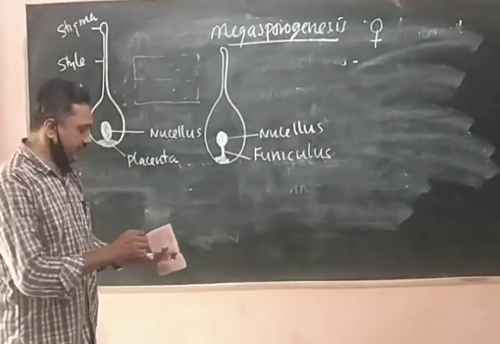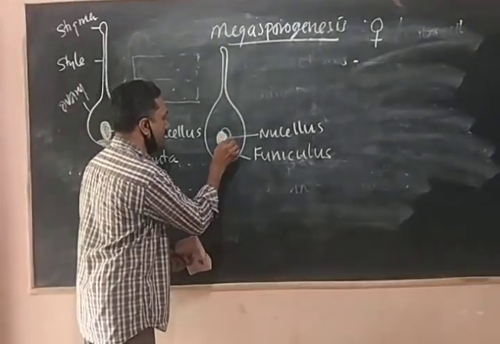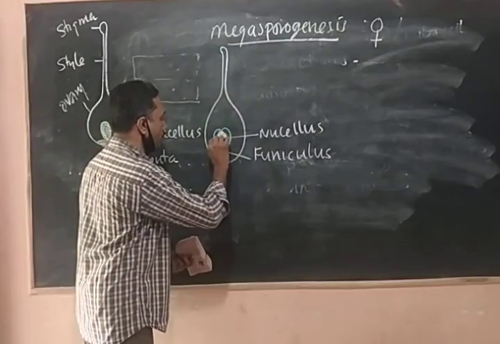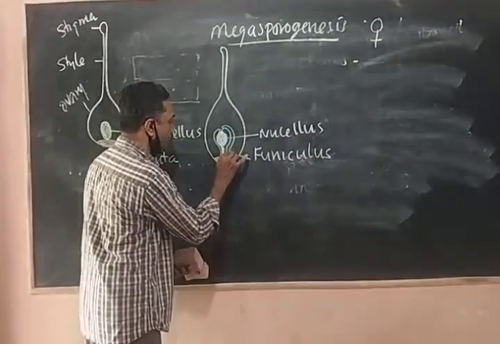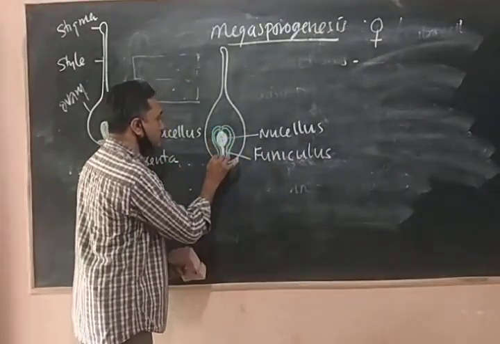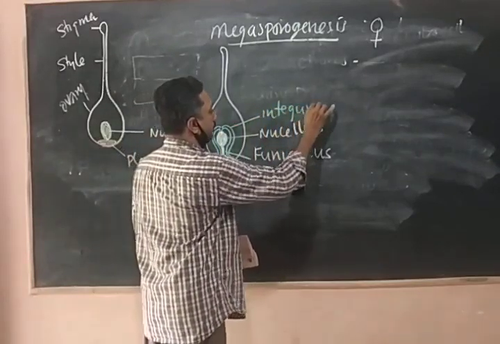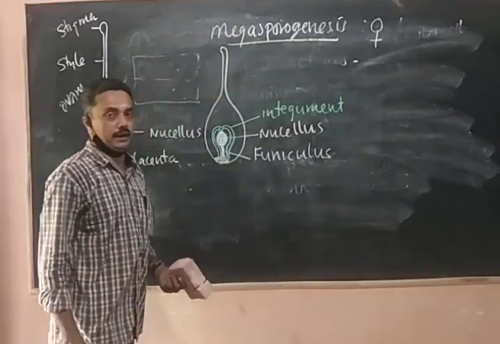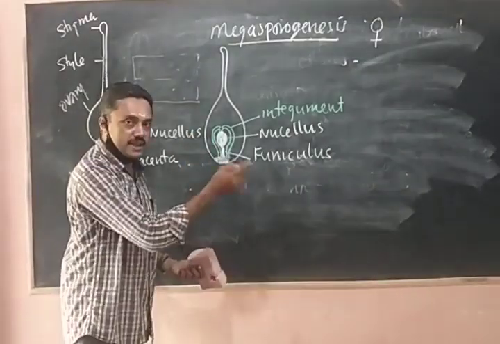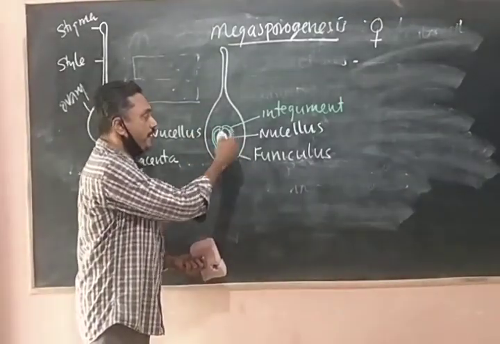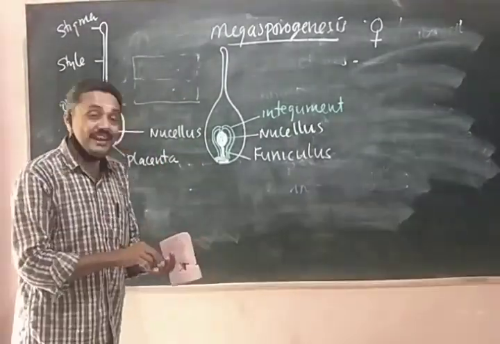Later, it develops coverings around that. Like this, one or two coverings. One covering develops, and then a second covering on that. These coverings are called integument. Sometimes one layer, sometimes two layers. The inner layer is called the inner integument. The outer layer is called the outer integument. Anyhow, they develop coverings called integument.